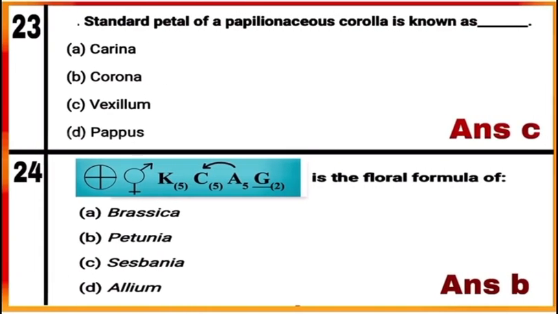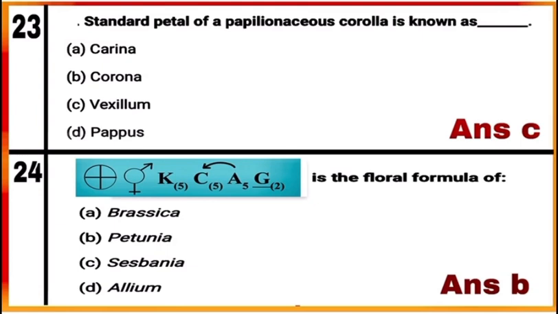Question 23. Standard petal of Papilionaceous corolla is known as dash. This is known as vexillum, which is found in vexillary type of aestivation. In this aestivation, the largest standard petal, vexillum, overlaps the 2 lateral petals, wings, which in turn overlap the 2 smallest anterior petals called keel. So here correct answer is C.